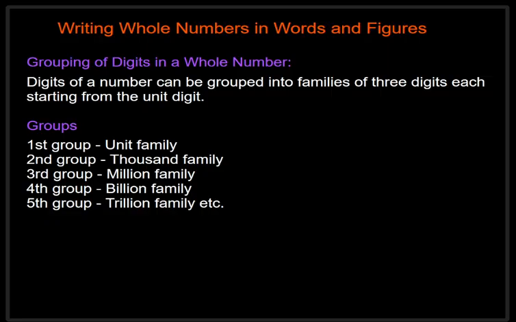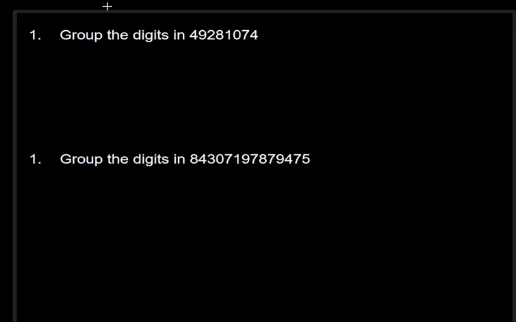So what are the families we have? We have the units, the first group, which is the unit family, the second group, which is the thousand family, the third group, which is the million family, and then the fourth group being the billion family, and then the fifth group being the trillion family. Okay, so let's see what we can do.